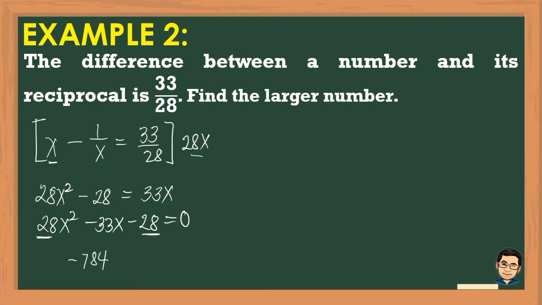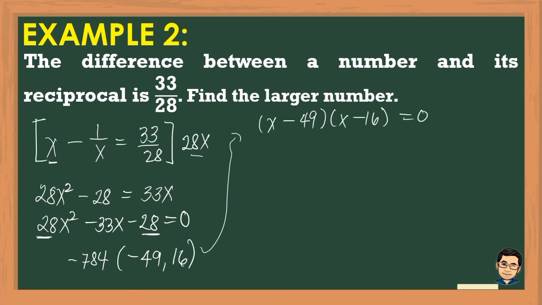So, ano ba yung factors ng negative 784 na kapag pinag-add natin, lilitaw yung negative 33? So, yun po ay negative 49 and 16. So, sulat po natin as x minus 49, x minus 16 is equal to 0. And then, i-divide natin sa numerical coefficient ng ax squared, 28.